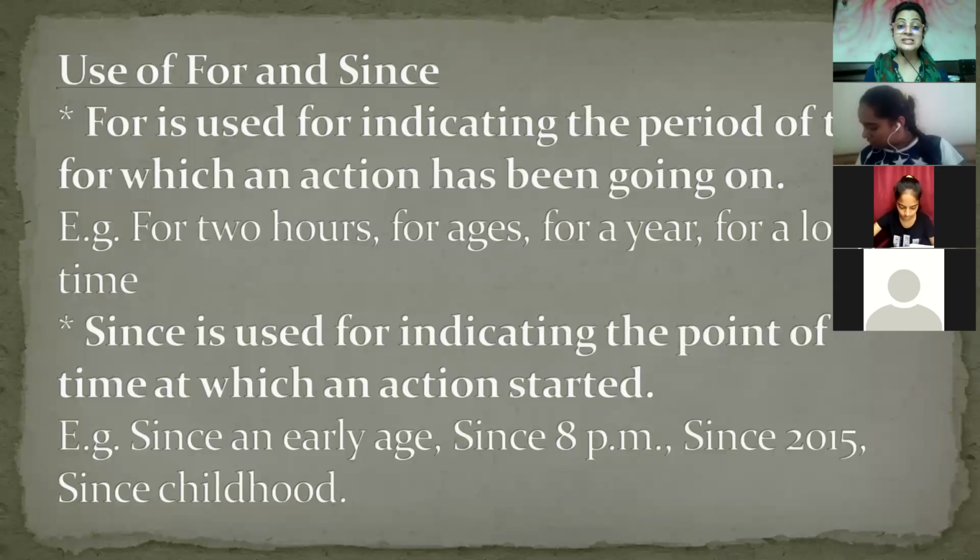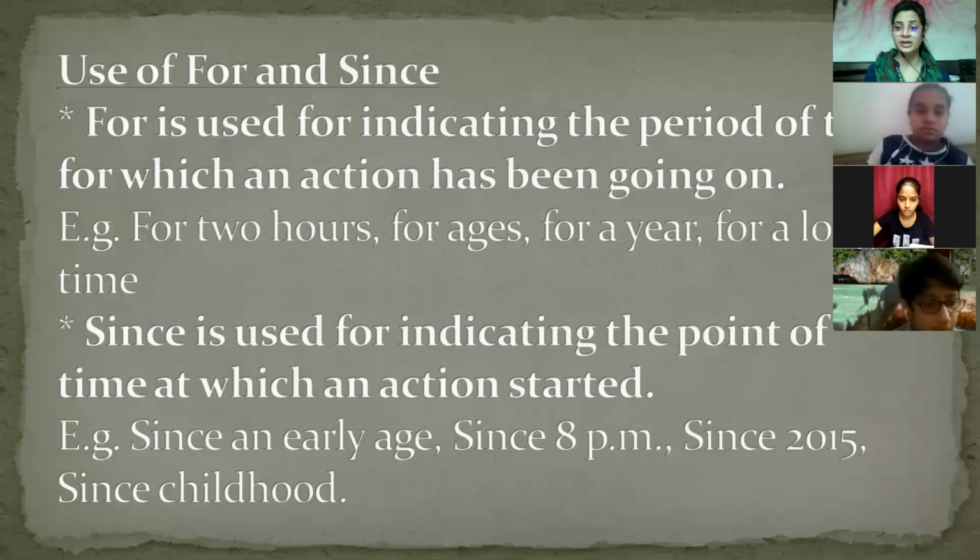For example, since an early age. See, अब आप difference देखोगे, ऊपर वाले में था for ages. Ages were not defined. Like कौन सी age थी? It's not like 4 साल 5 साल, वो वाला 4 5 7 साल. It's like ages जो history में ages होते हैं. And here it is given since an early age. Early age means the time was fixed.